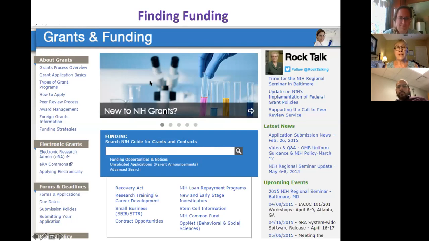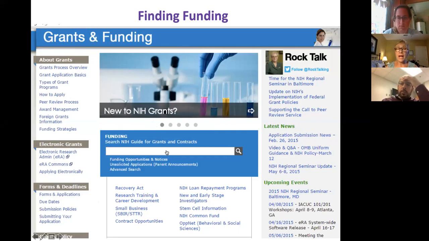So finding funding will take you to the NIH guide. The NIH guide used to actually be a piece of paper, like it was mimeographed or something. Okay, that's not working too good, so we'll just go back to the slides. There we go.